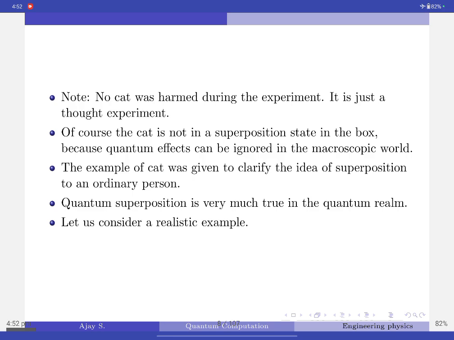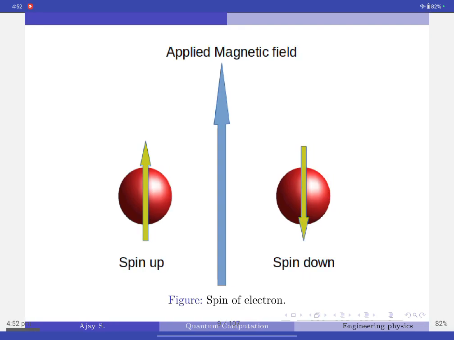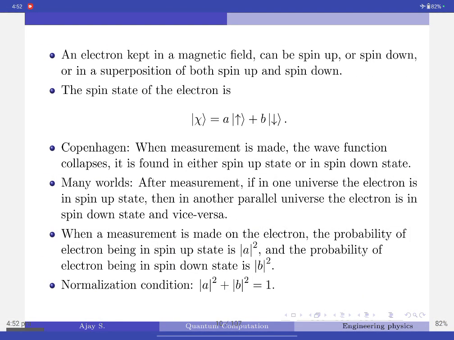So let us consider a realistic example. An electron which is kept in a magnetic field can have two states. Either it can be in, say, a spin up state or in a spin down state. So an electron kept in a magnetic field can be spin up or spin down, or in a superposition of both spin up and spin down. The spin state of the electron is written as ket chi is equal to A spin up plus B spin down.